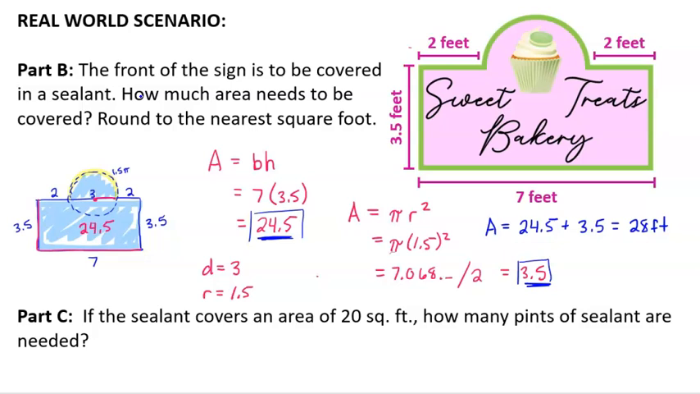All right, and then it says if the sealant covers an area of 20 square feet, how many pints of sealant do you need? Well, 20 would cover most of it, but we would need 2 pints because we're not going to take this and divide it by 20 and get a decimal, because you're not going to walk into the store and say, oh, can I only get half of this sealant? Can you pour part of this out? And so that's going to be 2 pints. 2 pints is going to cover 40 square feet, which is going to be definitely enough to cover 28.